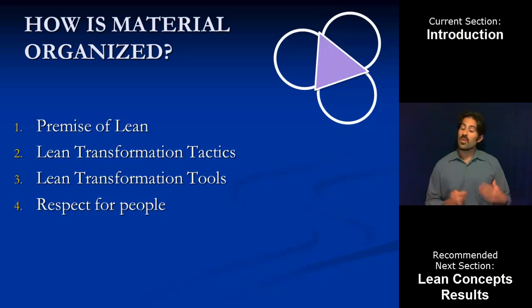And so then looking at all that material, because there is quite a bit, we want to make sure that it's organized in an accessible and more importantly a logical and smart way. And so the way it's laid out with the Lean Concepts program is there's kind of four key ideas. It's the kind of the premise of Lean. We talk about transformation tactics, transformation tools, and then always hit on this idea of respect for people.